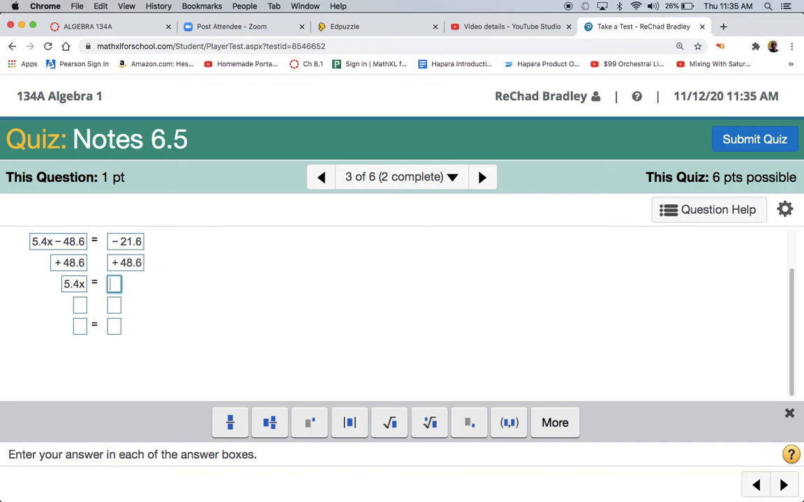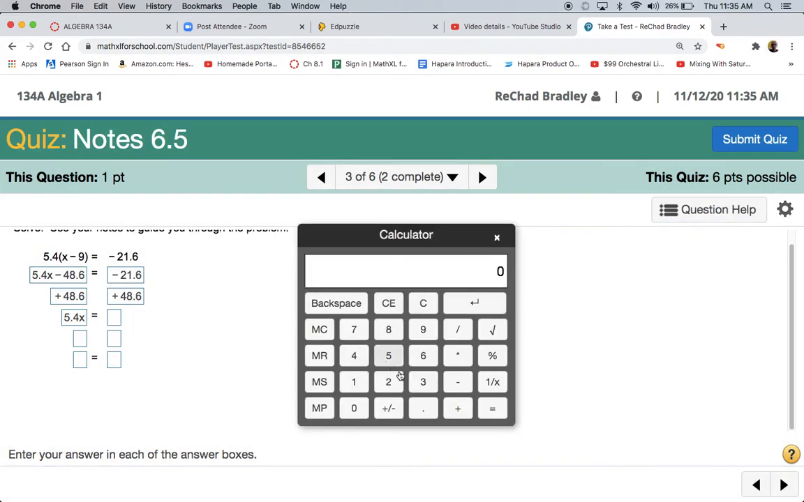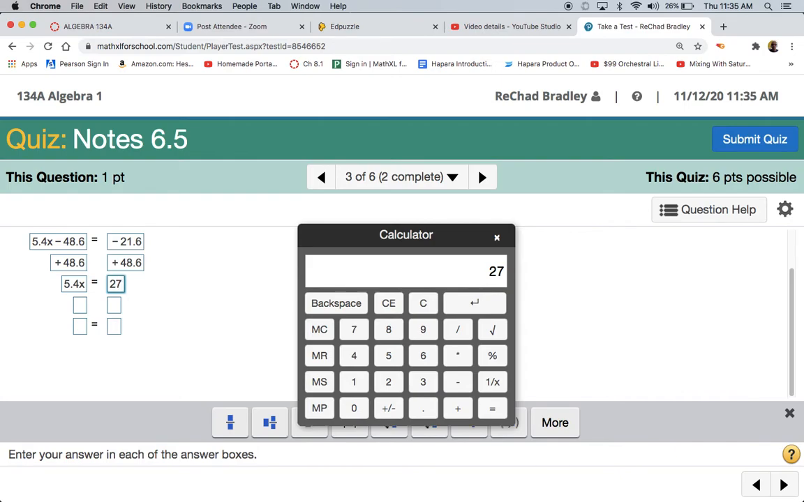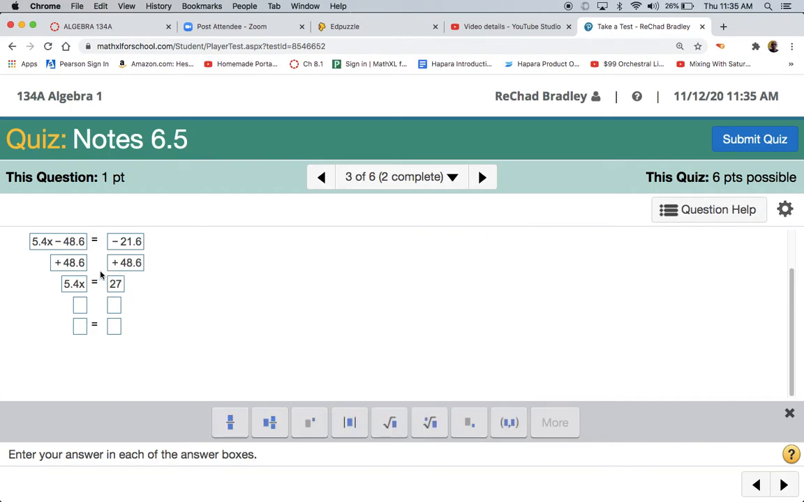No, I'm subtracting that. Let me do it on the calculator. Should be 17, something like that. Actually, it is 17. Negative 21.6. Remember, on this calculator, you type your 21.6 first, and then make sure you see the negative before you move on. Then type plus 48.6, and there's your 27. And then from there we have 5.4x equals 27.